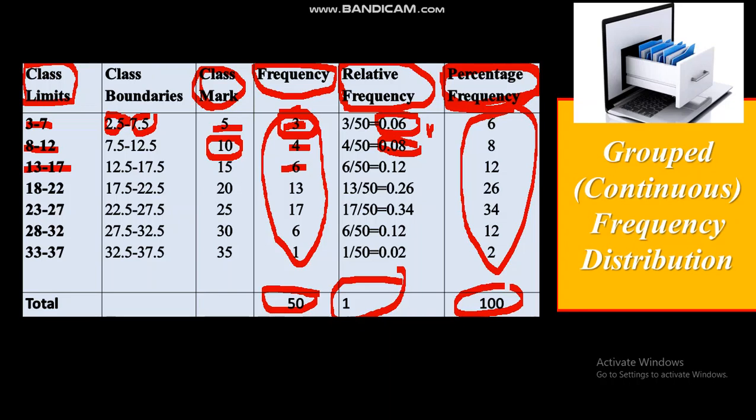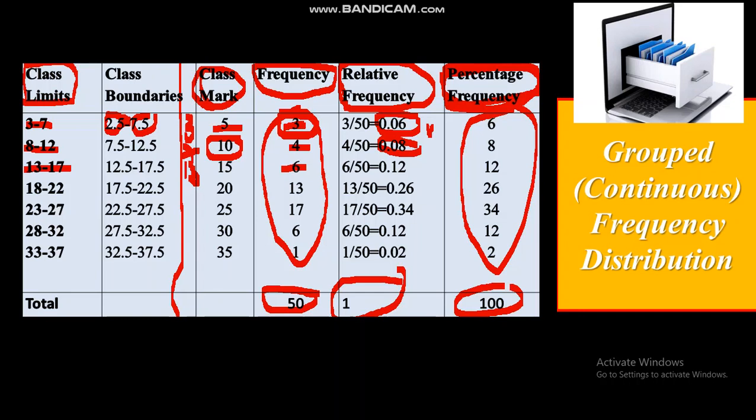The cumulative frequency is a summation. For example, we have two types of cumulative frequencies: less than cumulative frequency and more than cumulative frequency. Less than cumulative frequency for the first class is equal to 3. For the second one it is 3 plus 4, which is equal to 7, and it continues. For the third class, 3 plus 4 plus 6, which is equal to 13. These are the less than cumulative frequencies.